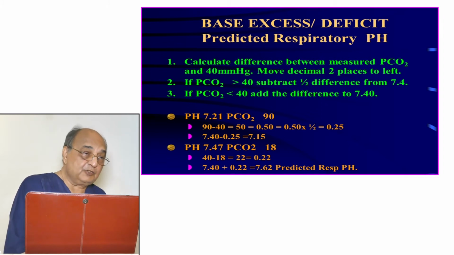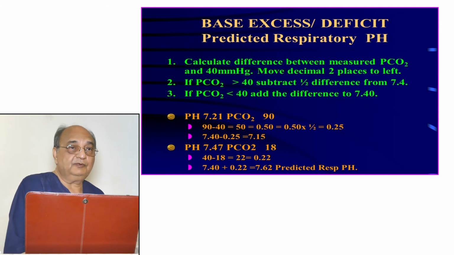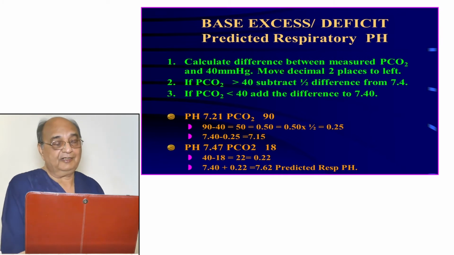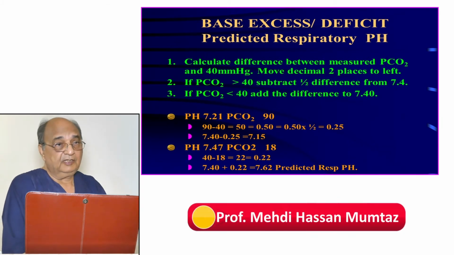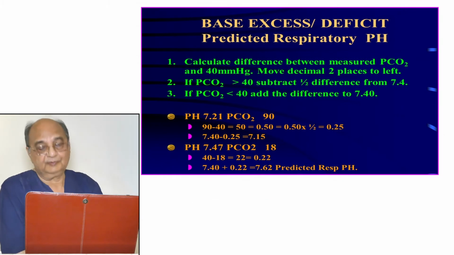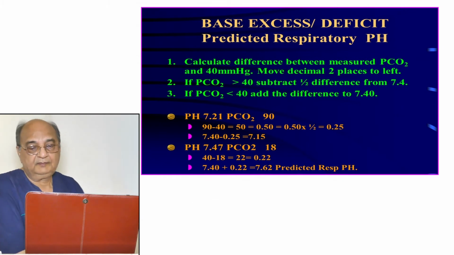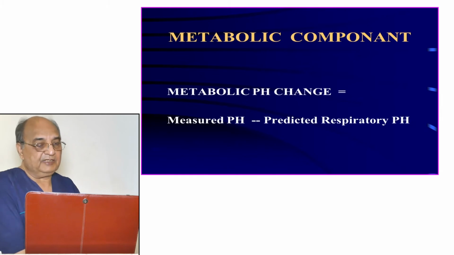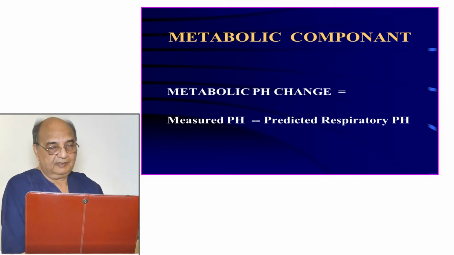You calculate the respiratory pH and then from the measured one, you take the difference, that will be the metabolic pH, the metabolic effect. But that's not needed. Up to the step which I have already indicated in 2 lectures, if you go up to that step, that sorts out everything. People go further ahead also for academic purposes. Now, metabolic pH change is equal to measured pH minus predicted respiratory pH. As we have just calculated, the difference will show the metabolic pH.